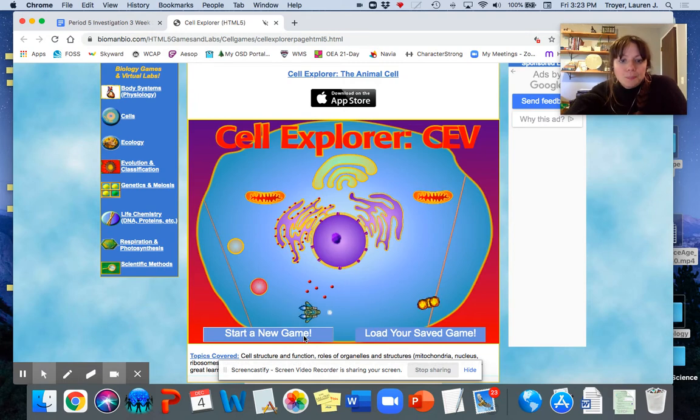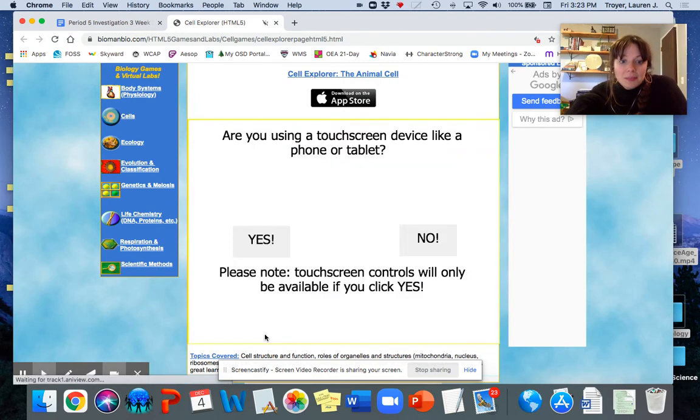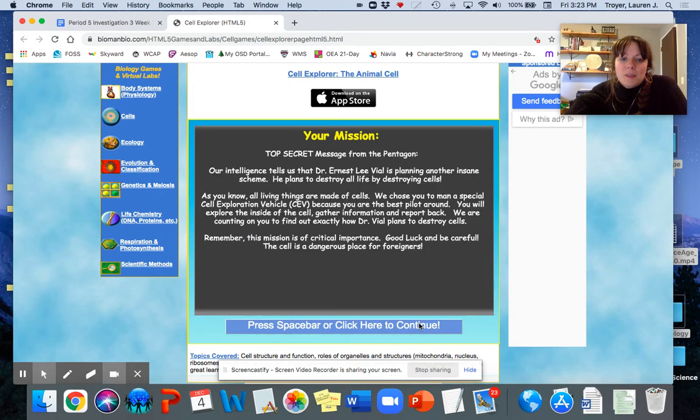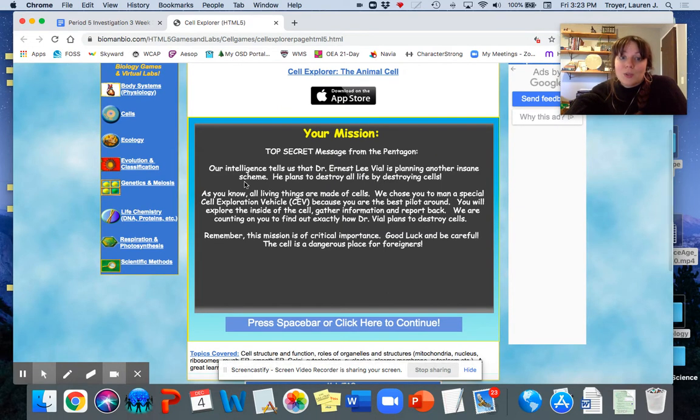So starting again. You're this little spaceship and you're trying to save the cell by shooting the cell structures. You should click no, even though you're on a Chromebook with a touchscreen, because you're going to want to use your keyboard keys. So you are a top secret explorer. And your goal is to prevent Dr. Ernest Lee Vile from destroying life by destroying cells. So you're defending the cells.